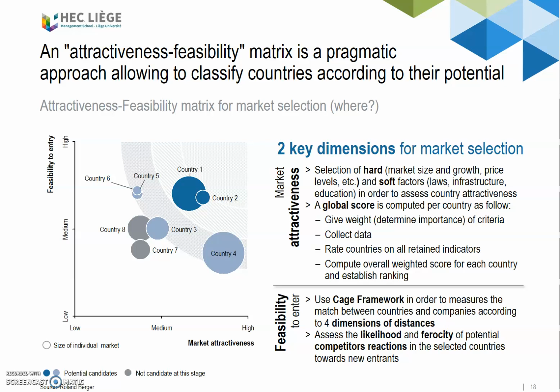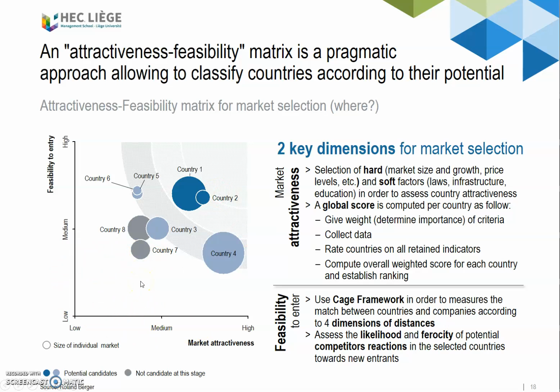Where do I go? A very nice exercise at the end is to plot all the countries that you have considered in a 2x2 matrix with two axes. The first one is market attractiveness, how attractive is the market, and then the feasibility to enter, how easy is it to enter. High means it's easy to enter the market, and high here means it's very attractive. Obviously you want to start with the countries in the top right corner, and you will avoid the countries in the bottom left corner.